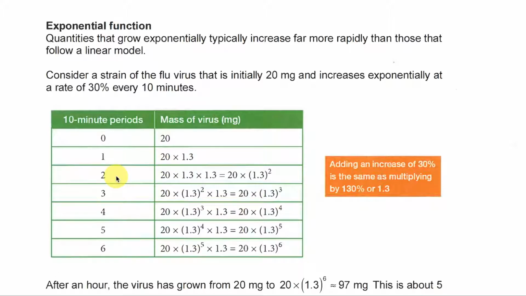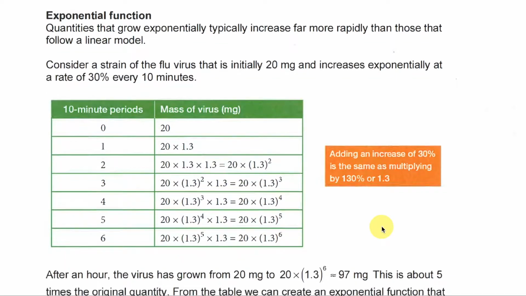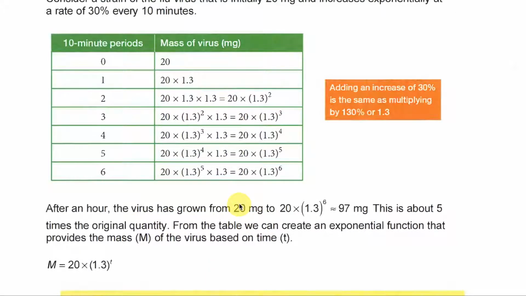After 20 minutes, then I have what I had previously, which is 20 times 1.3, and then I multiply that by another 1.3. And if you like, I can write that as being 20 times 1.3 squared. After 30 minutes have gone by, then I have what I had previously, so that's 20 times 1.3 squared, and I multiply that by 1.3. So in other words, it's 20 multiplied by 1.3 to the power of 3, and that continues on. So after 60 minutes, I end up with 20 times 1.3 to the power of 6. So after 1 hour, the virus has grown from 20 milligrams to approximately 97 milligrams.